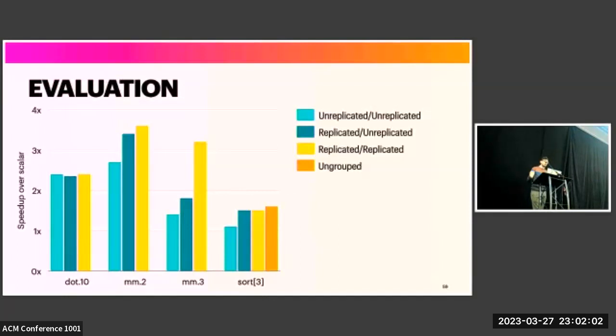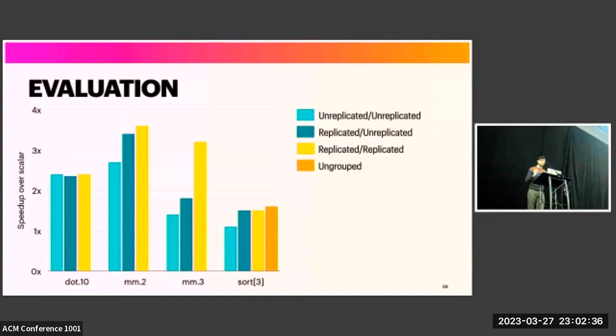Okay, so for our evaluation, we ran a handful of benchmarks. I've displayed a subset of them here. Each benchmark we ran in 3 different ways: one with both inputs unreplicated, one with only one of the inputs replicated, and one with both inputs replicated. For the sort benchmark, which is sorting a list of numbers, we also had this ungrouped version, which basically means all the inputs are replicated, but none of them are packed into vectors. The speedups show the speedup over scalar, so how much faster it is compared to if we didn't vectorize at all.